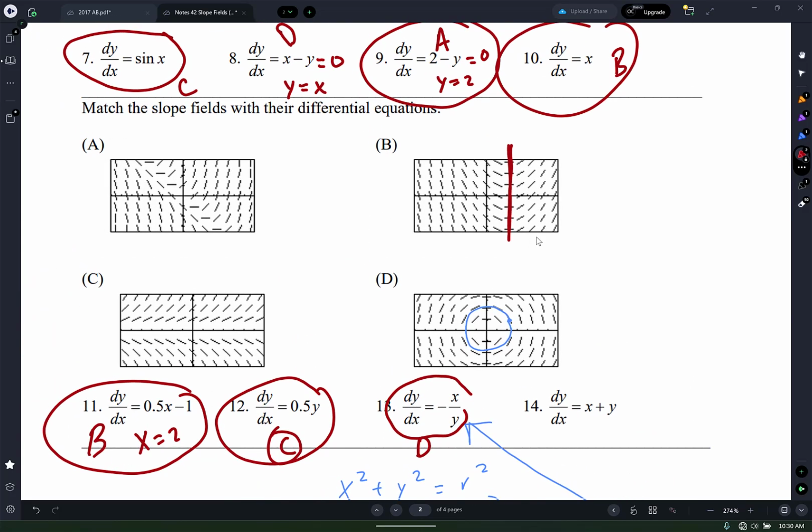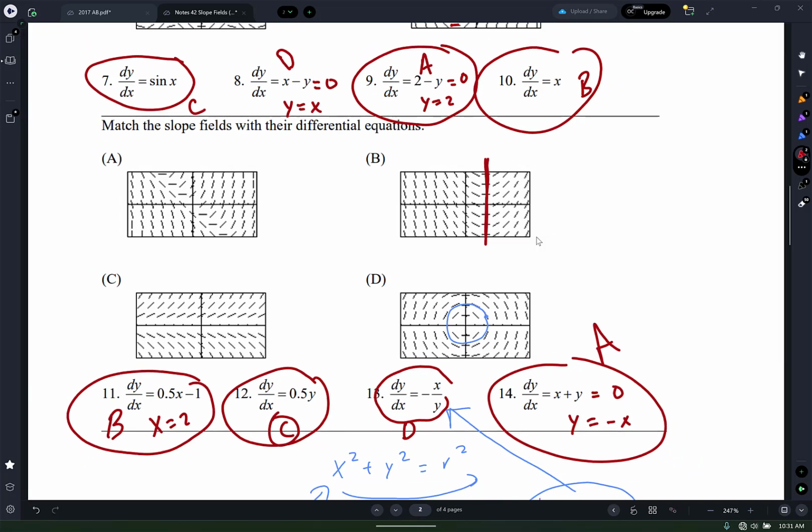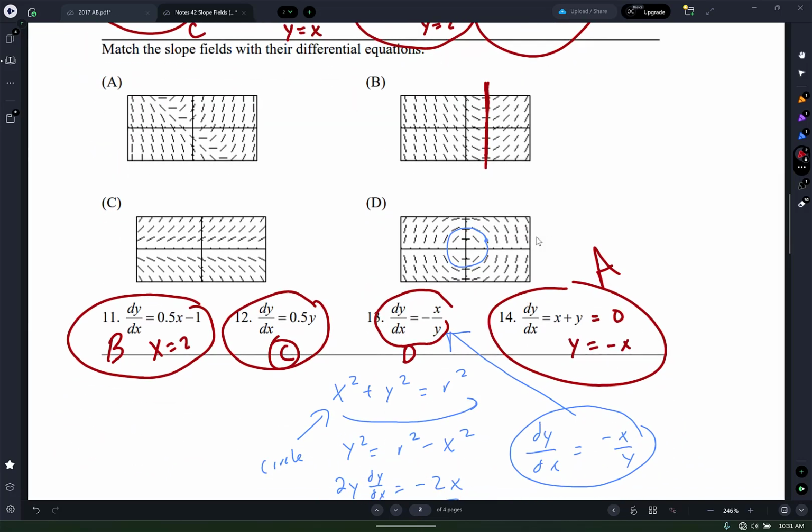All right, the last one, x plus y. I'm going to set that equal to 0. I see that y equals negative x. Just like before, right through y equals negative x, I see slopes of 0. So 14 has to be A. Yay or nay? All right, I think we're doing good.